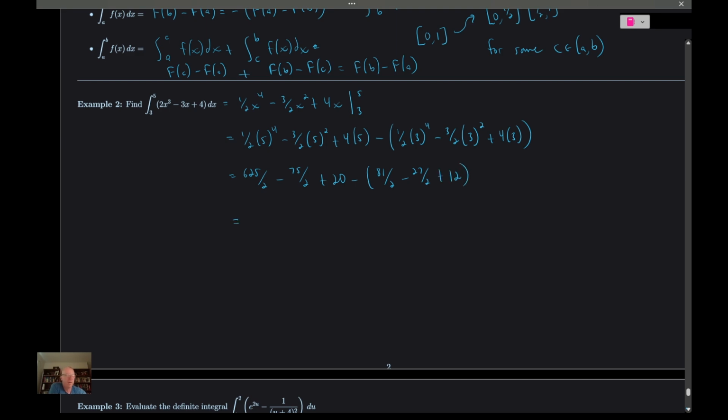All right, so a bunch of fractions here. Let's just get out the calculator. I guess it's 496 over 2, which is 248 plus 20 minus 12. And so we should get 256.